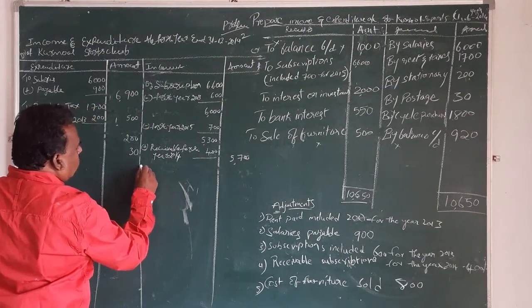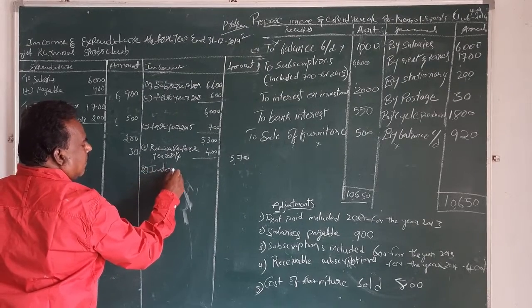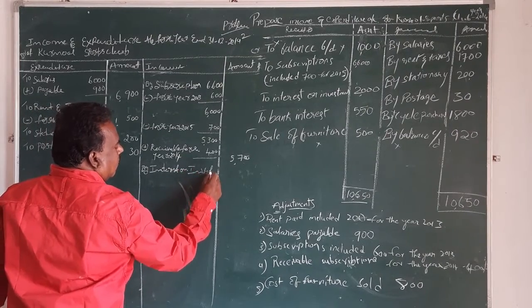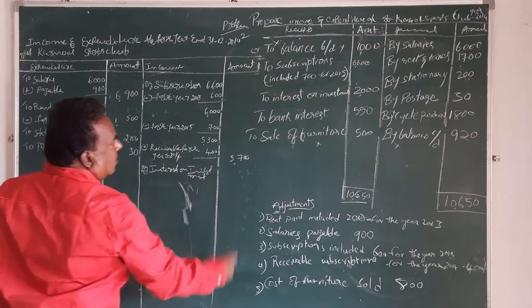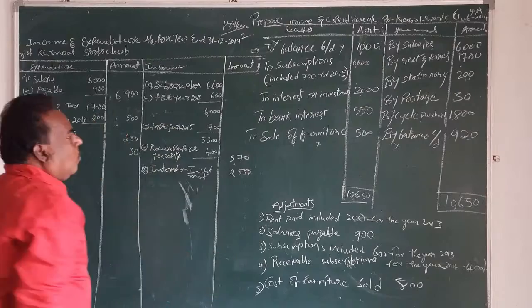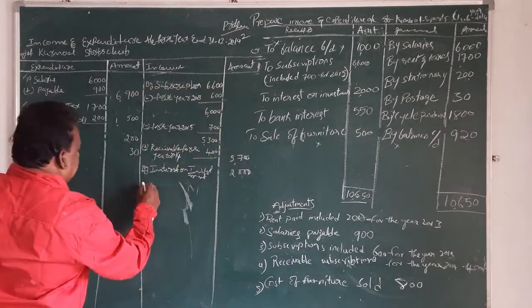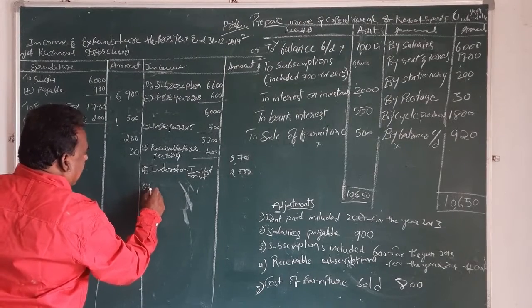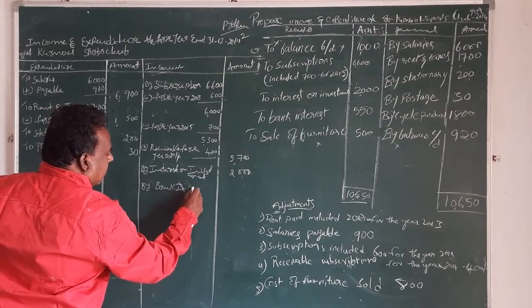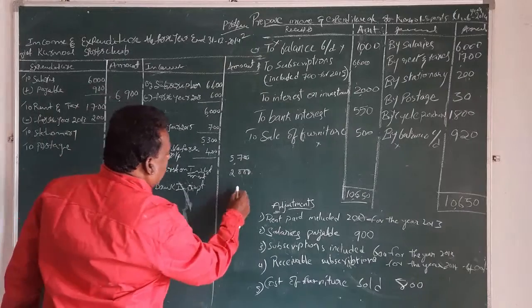Next, interest on investments. By interest on investments 2,000. No adjustment is there. Next, bank interest. By bank interest 550.